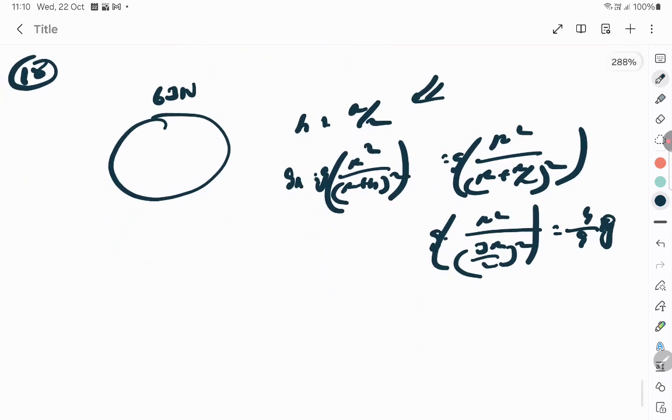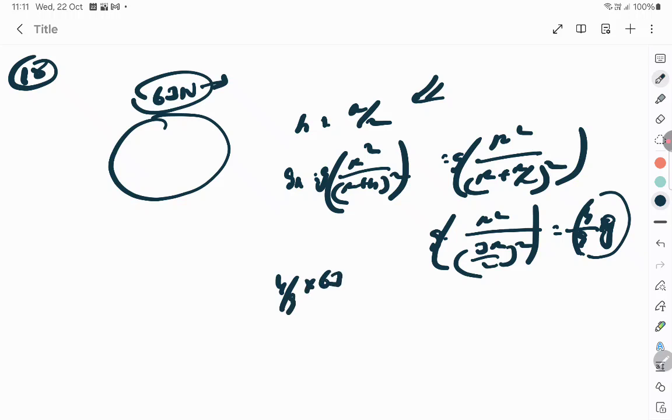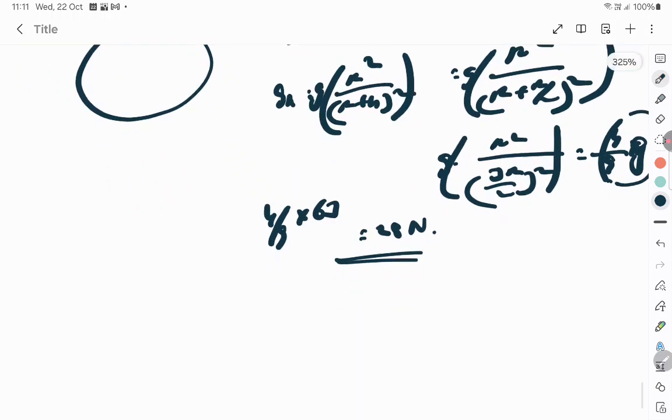And what are they asking? They are saying the body weighs 63 newtons on the surface of the Earth. 63 newtons means that it includes gravity. And so this 4 by 9 includes gravity. Since it includes gravity, you just have to write 4 by 9 of 63, which will directly give you your newtons. Okay, so that's about this question.